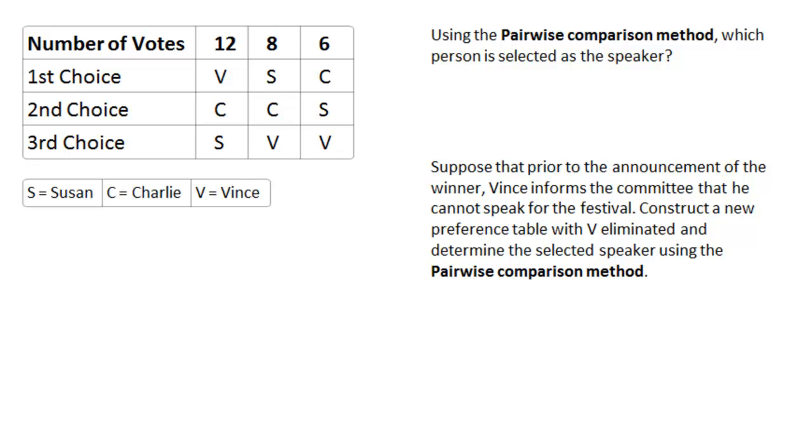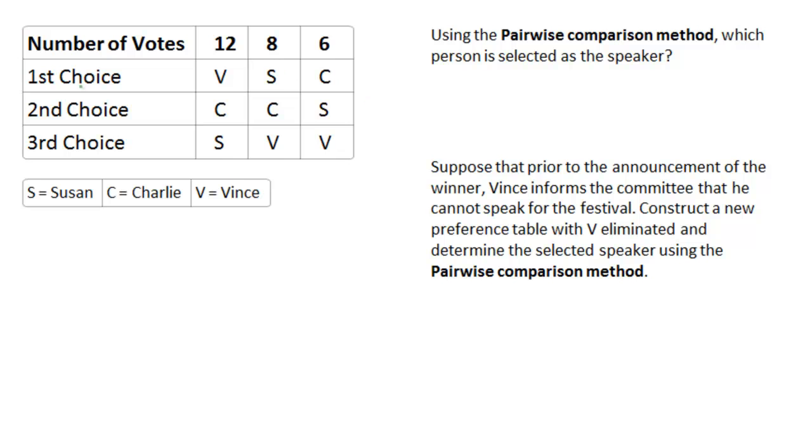In this video, I want to demonstrate a pairwise comparison method to see if an irrelevant alternatives criterion is met. So here's what I mean. First, let's start with this question. Using pairwise comparison method, which of these persons is selected as the speaker?